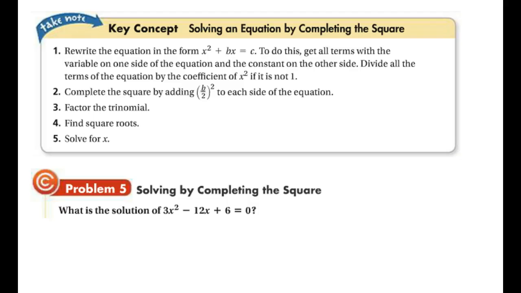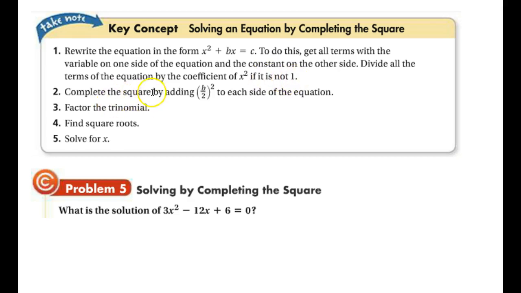In this key concept box, we have a really nice summary of the process of how to solve an equation by completing the square. Feel free to pause here to jot down these 5 steps. Step 1 is we need to rewrite the equation in the form x squared plus bx equals c. To do this, we want to get all terms with the variable on one side of the equation and the constant on the other. The constant is the c value. Then we want to divide all the terms of the equation by the coefficient of x squared if it is not 1. I briefly mentioned earlier that a needs to be 1 before you complete the square.